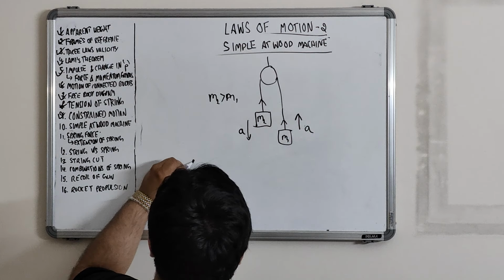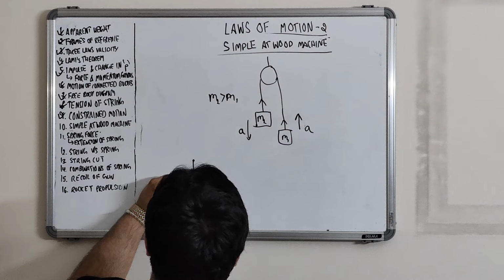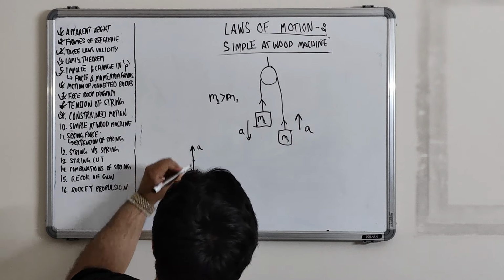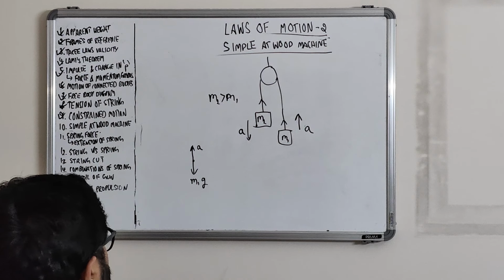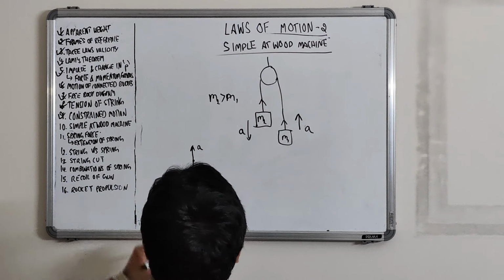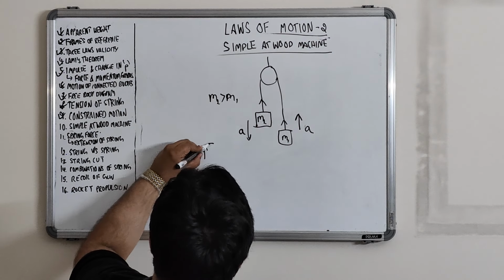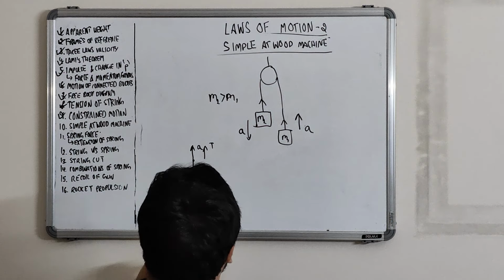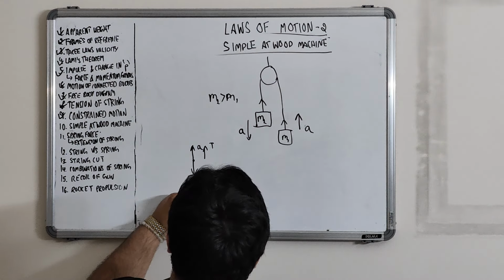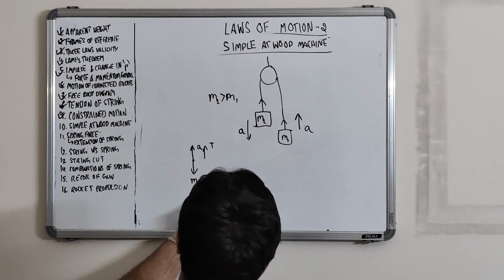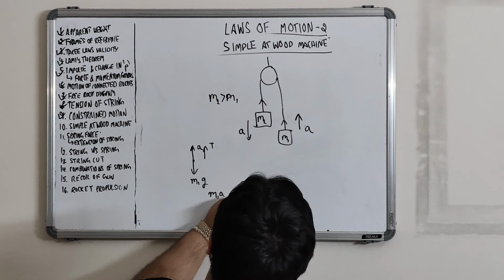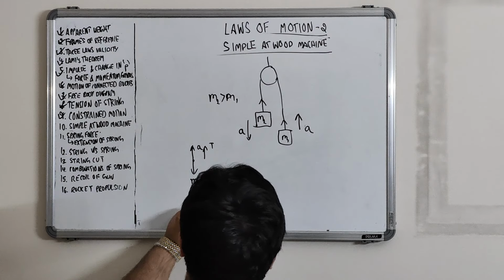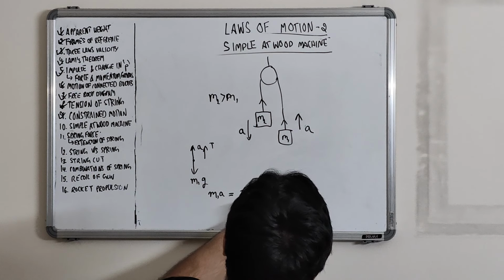For M1, we experience M1G downwards, A upwards, and tension is also upwards. So M1A is equal to tension minus M1G. Okay, this is one equation.